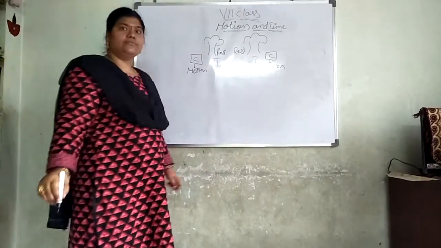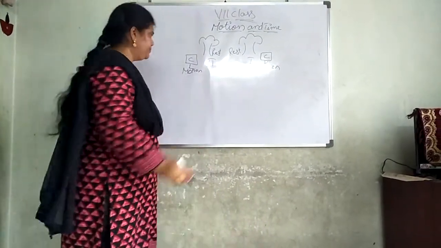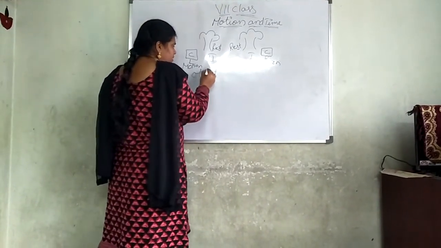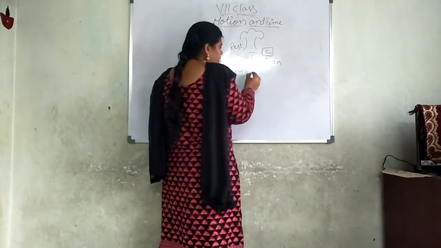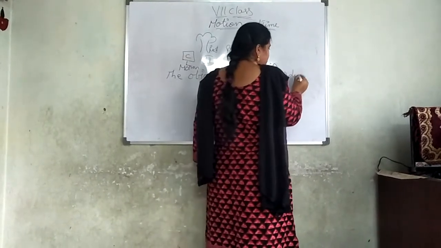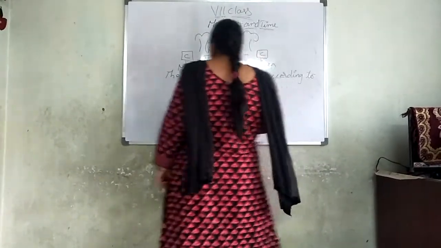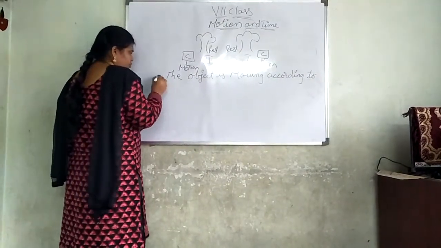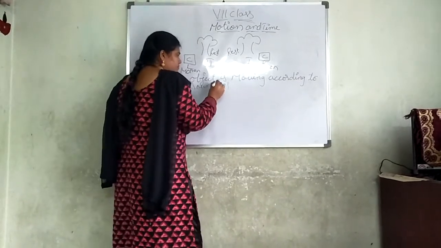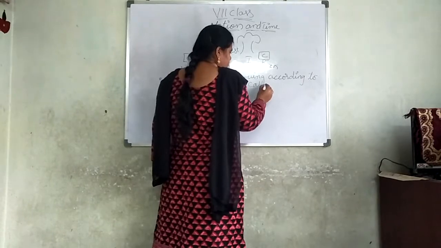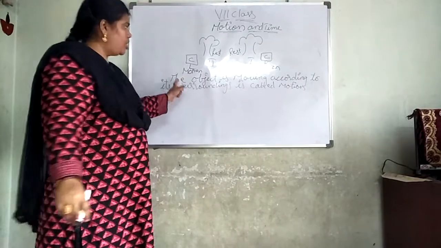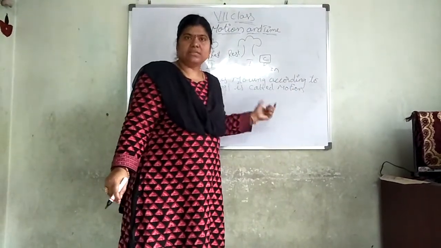What is the difference between this motion and rest? The object is moving according to its surroundings is called motion. Okay, what is motion? The object is moving according to its surroundings is called motion.